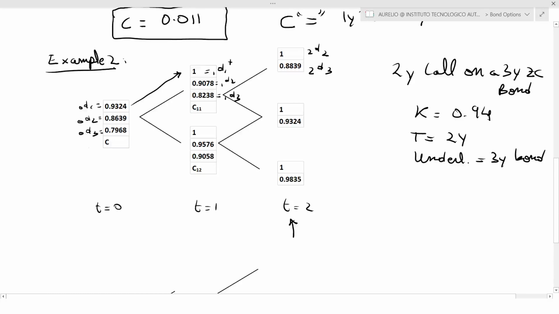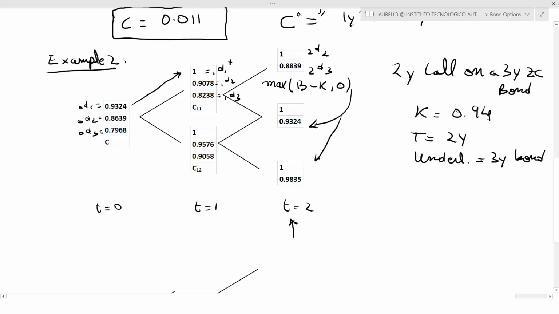So here, which one of these two is the price of a 3-year bond? So it's going to be the one that expires in year 3. In year 2, it only has 1 year remaining in the life of this bond. So then here I'm going to determine the payoff of my call option as max of B minus K, comma 0. And I'm going to do exactly the same thing for this node and for this node.